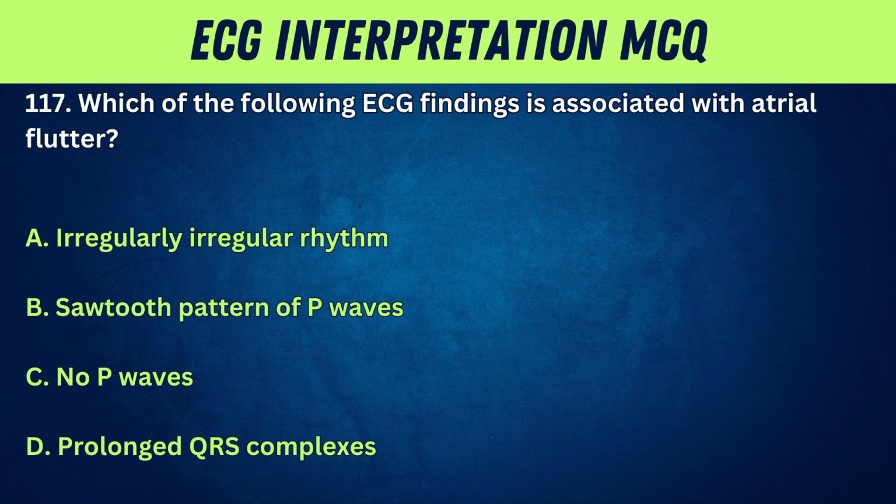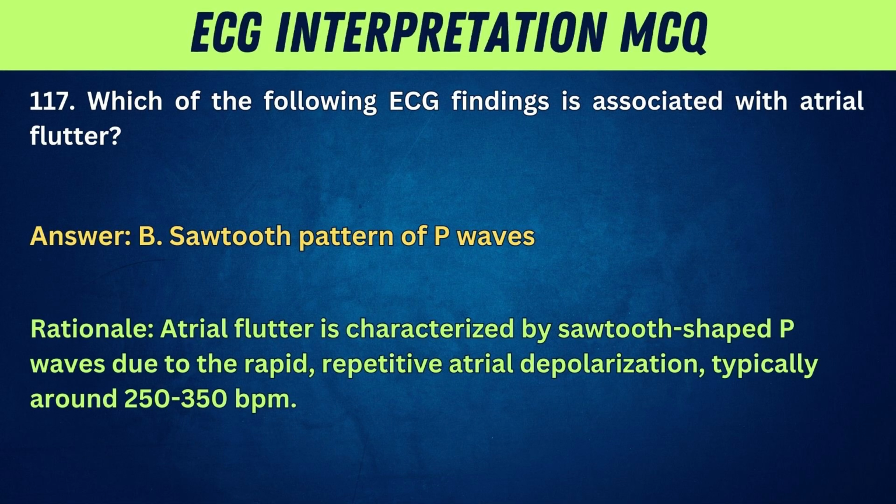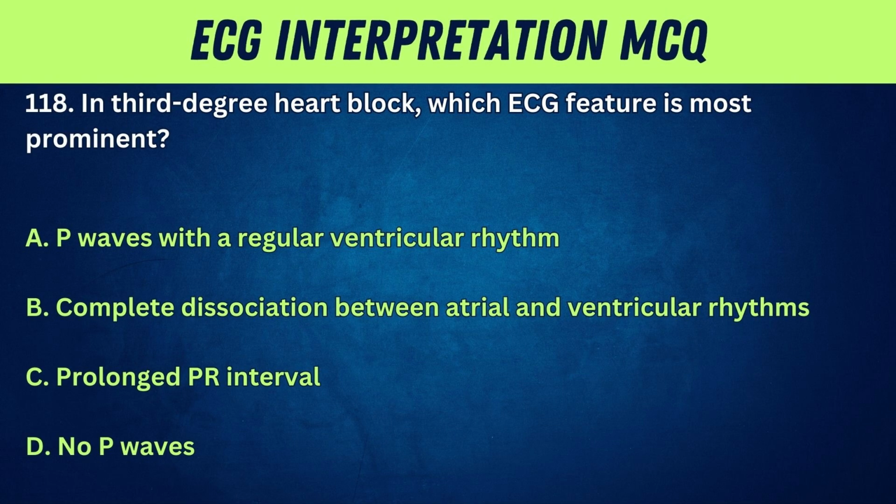117. Which of the following ECG findings is associated with atrial flutter? A. Irregularly irregular rhythm. B. Sawtooth pattern of P waves. C. No P waves. D. Prolonged QRS complexes. Answer: B. Sawtooth pattern of P waves, rationale. Atrial flutter is characterized by sawtooth-shaped P waves due to the rapid, repetitive atrial depolarization, typically around 250 to 350 bpm.